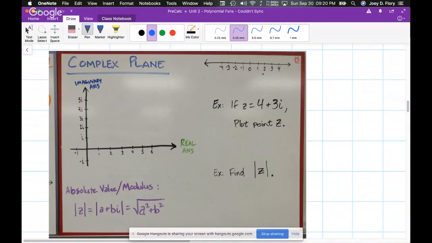And then just a couple of basic operations on the complex plane, be able to find the absolute value, the modulus, which is just the distance from the origin, 0, and then distance between 2 points and midpoint between 2 points on the complex plane.